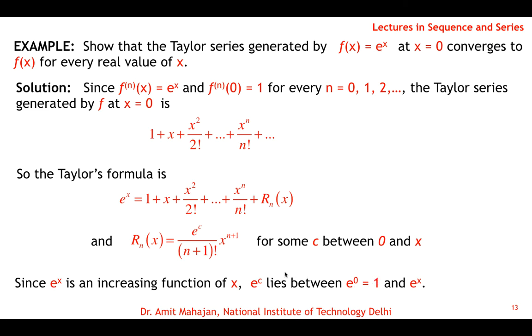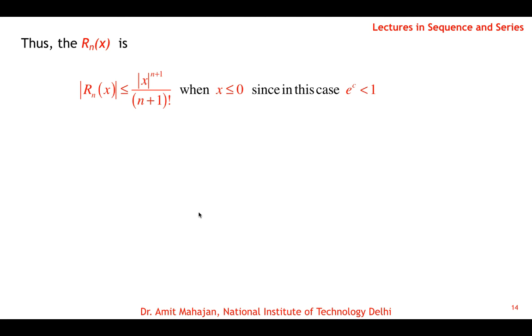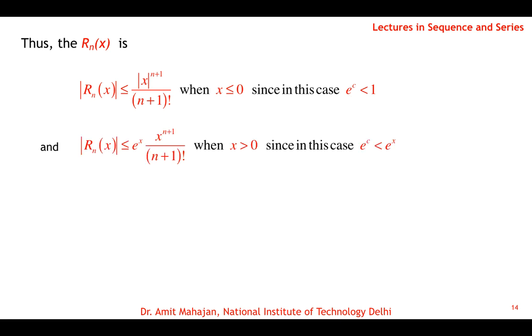So based on the two conditions, we can rewrite Rn(x). The absolute value of Rn(x) will be less than or equal to this when x is negative or 0, because then e to the power c is less than 1, as we just said, so e to the power c becomes 1 and it will be simply less than this. And if x is positive, then e to the power c will be less than e to the power x. So Rn(x) is bounded above by this.